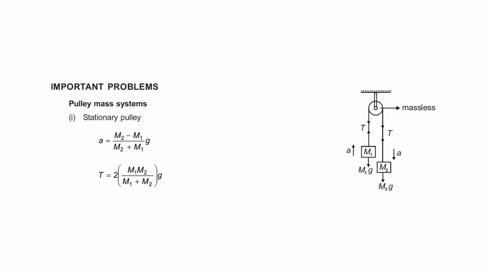We are now going to discuss some important problems. The first problem is the pulley mass system. This is divided into 4 cases. So let us talk about case 1 first, that is the stationary pulley. You can refer to the image on the screen for case 1. a is equal to (m2 minus m1) divided by (m2 plus m1) into g. T is equal to 2 m1 m2 divided by (m1 plus m2) into g.